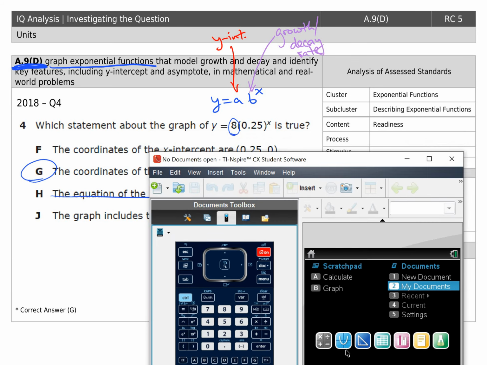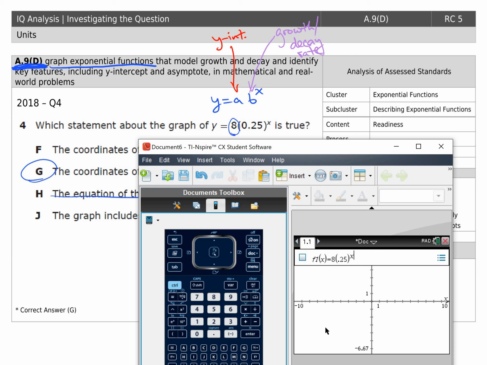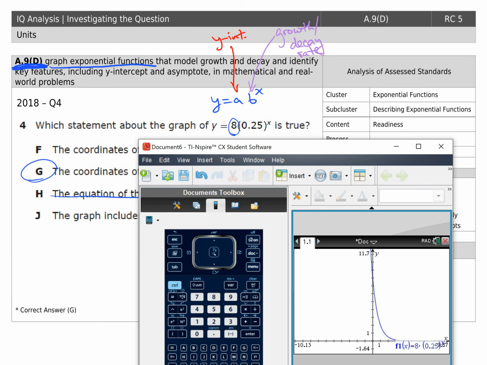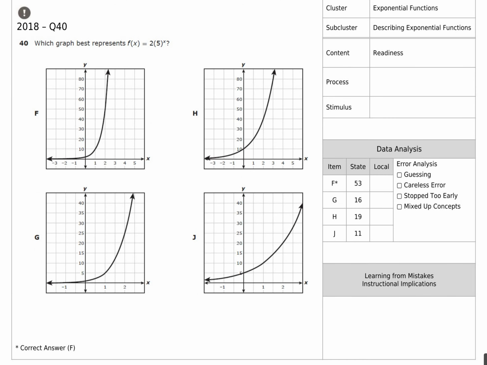Let's just go ahead and graph this equation. So we would open up a graph, 8 parentheses, 0.25, close parentheses, raised to the power of x, hit enter. There we see, as we would expect, it has a decay rate because the rate is 0.25. If I click and grab and bring it down, we can see the y-intercept is indeed 8. It does not have a vertical asymptote, and we could check all the things we've already said. All right, on to the next question.